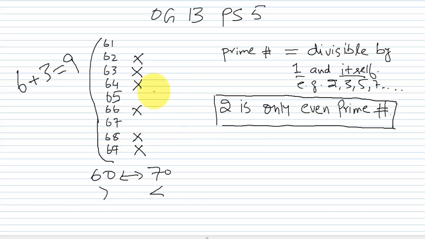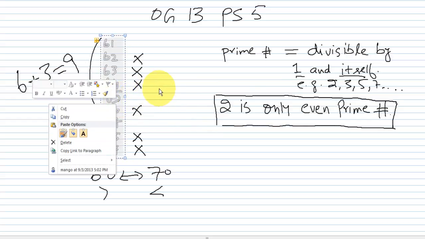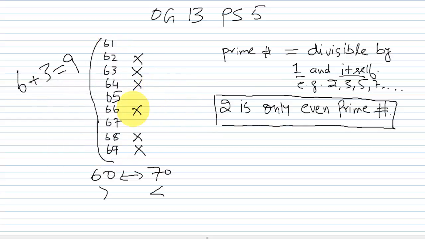We know that 5 will divide any number that has a unit digit that equals 5 or 0. So this is also out of the list of prime numbers.